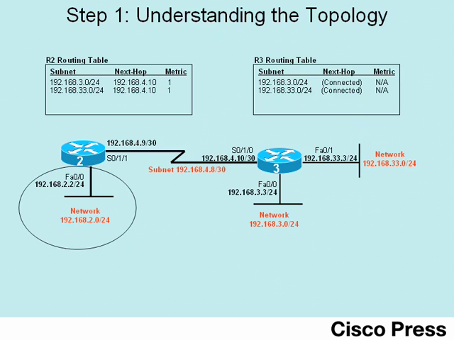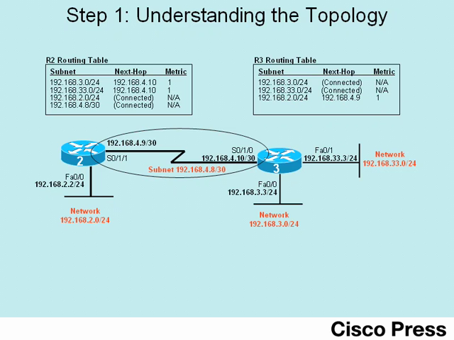R2 is connected to network 192.168.2.0, so R2 has a connected route to reach that network. R2 advertises that route to Router 3, so Router 3 has a route to reach that network with next hop address 192.168.4.9, which is Router 2's serial IP address. Finally, both R2 and R3 are connected to subnet 192.168.4.8 with a /30 mask, as you see there.